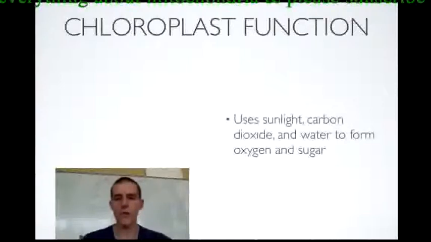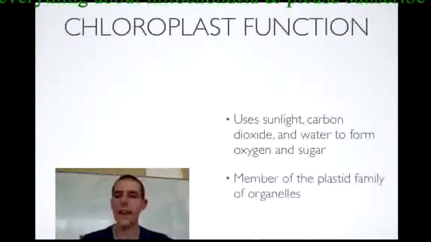And they're a member of a family of organelles only found in plants known as plastids. We're not going to get into them, just know that plants have got their own special set of organelles known as plastids. Chloroplasts are one of them.